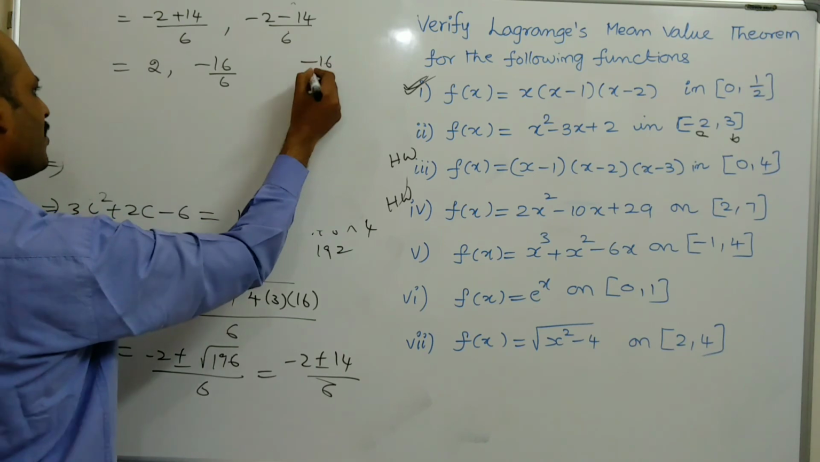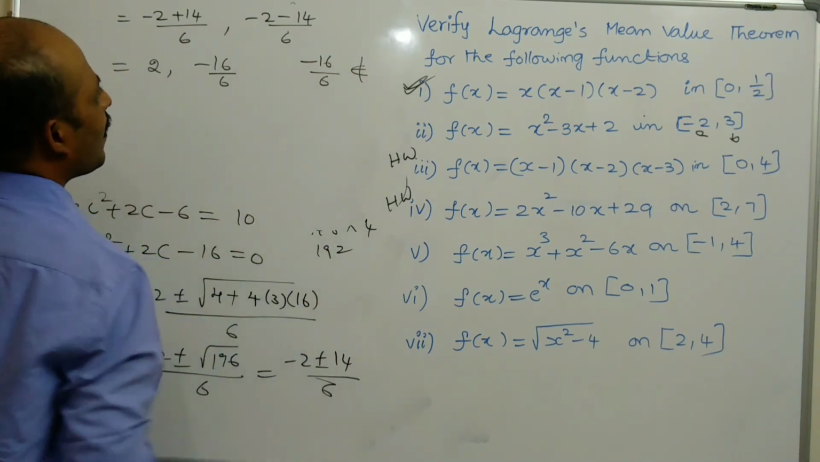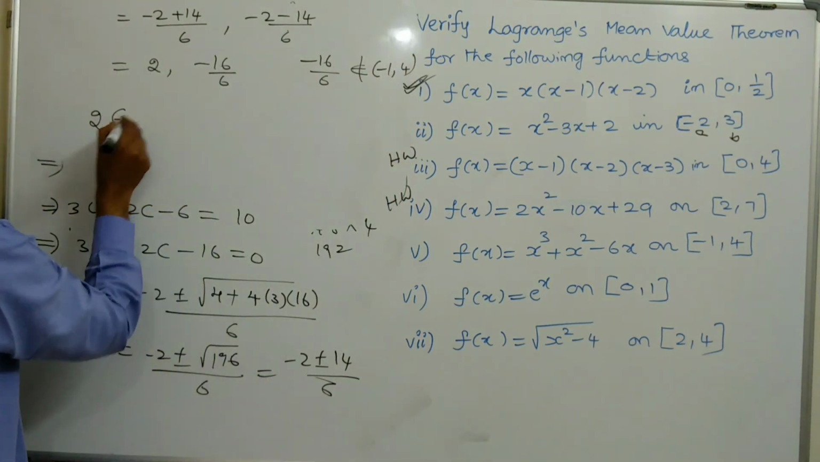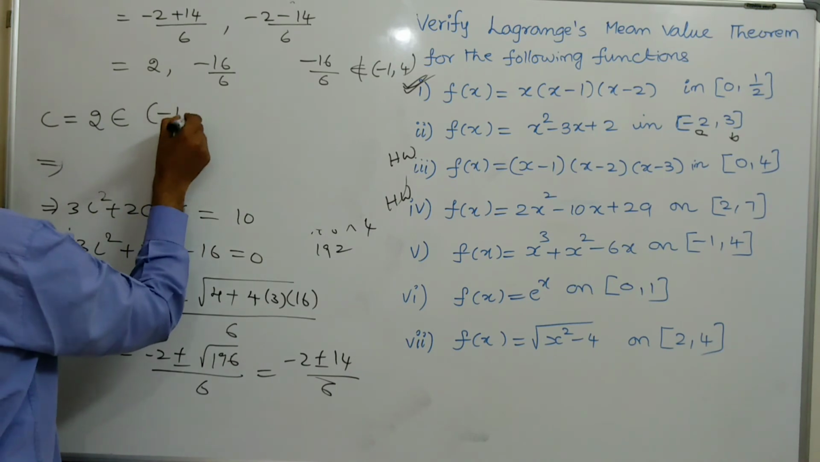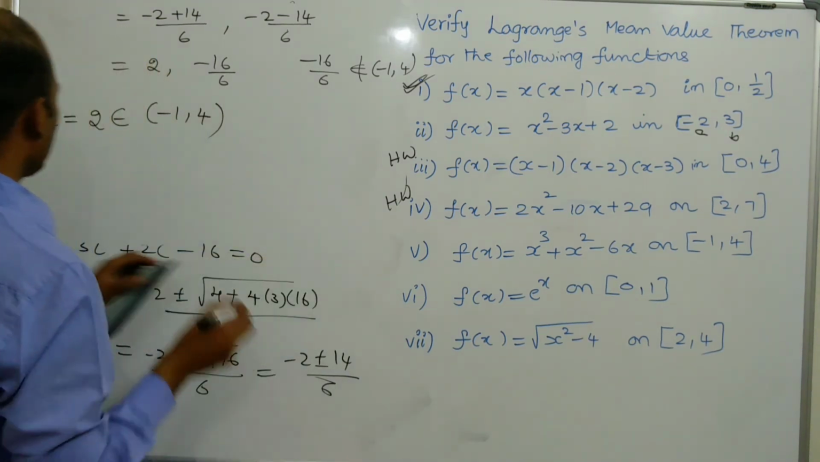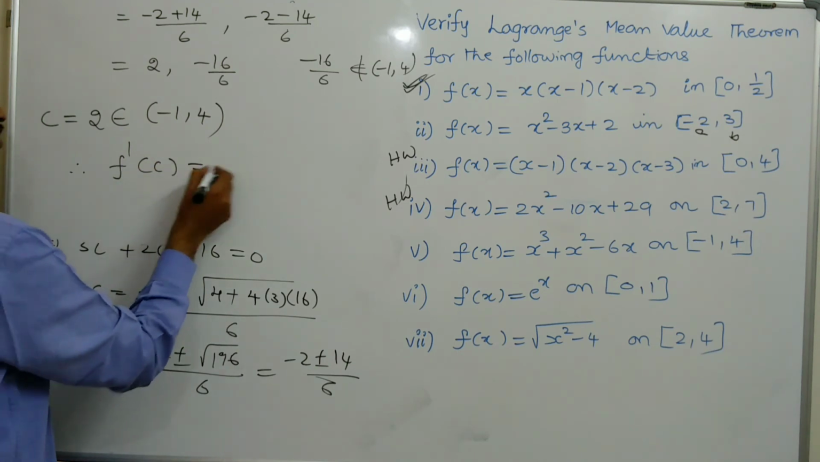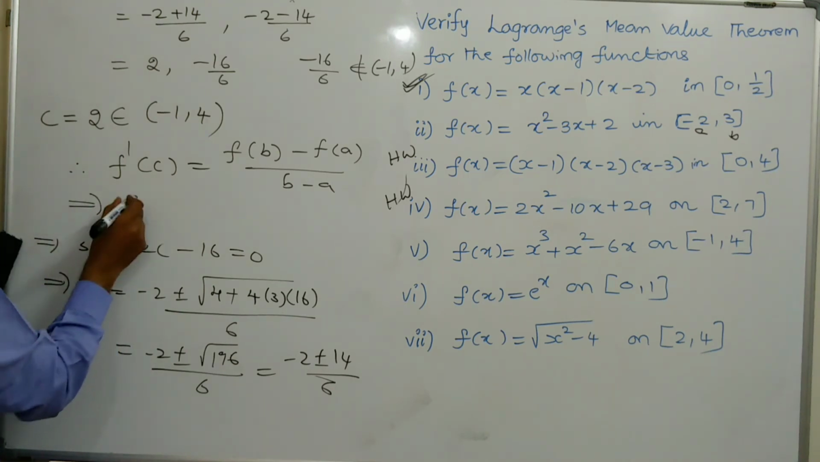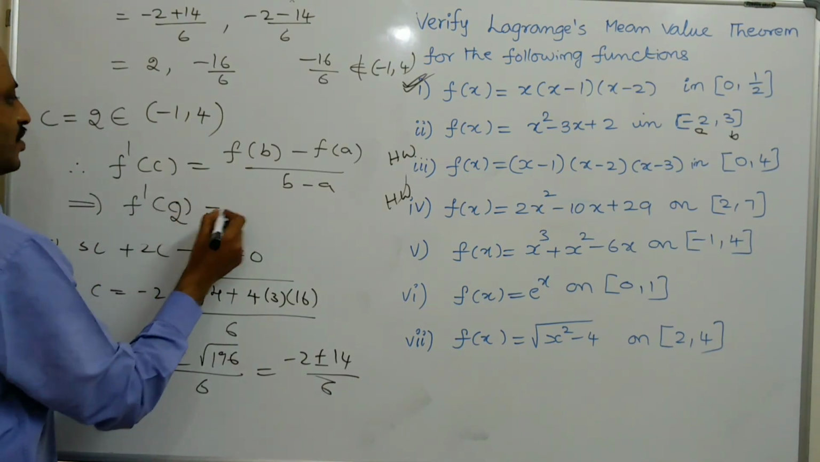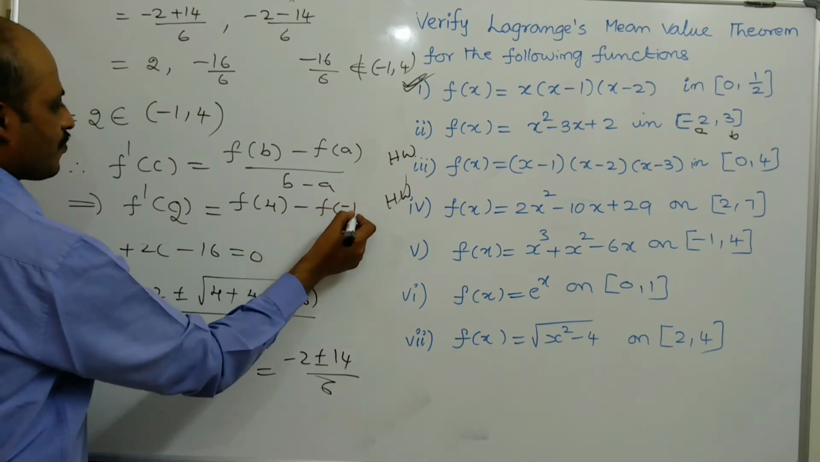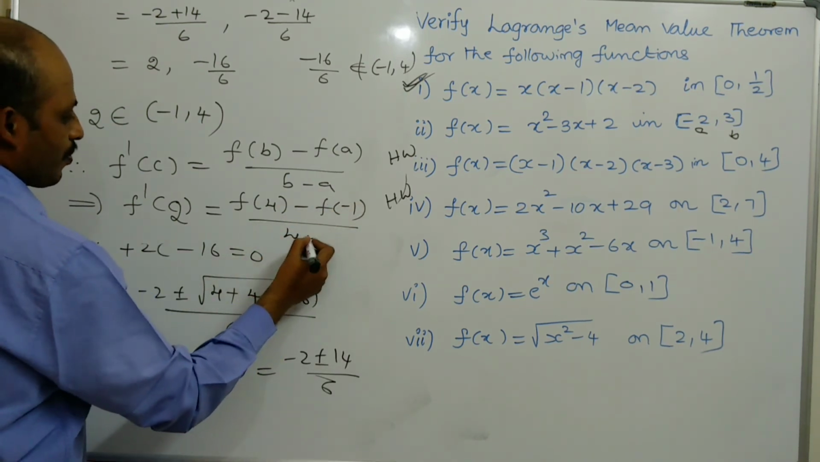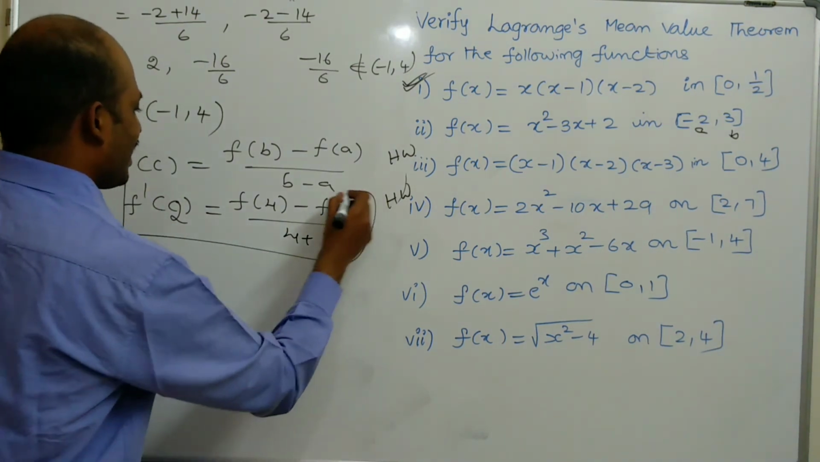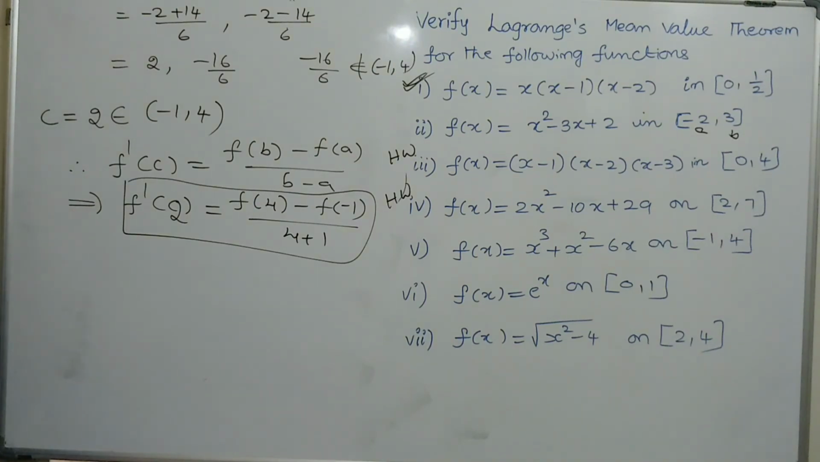It is very clear minus 16 by 6 does not belong to the open interval minus 1 comma 4. There is only one value, c is equal to 2, that belongs to the open interval minus 1 comma 4. From this we conclude that f dash of c is equal to f of b minus f of a divided by b minus a. This is nothing but f dash of 2 is equal to f of 4 minus f of minus 1 divided by 4 plus 1, which is the required expression for Lagrange's mean value theorem. You observe that.